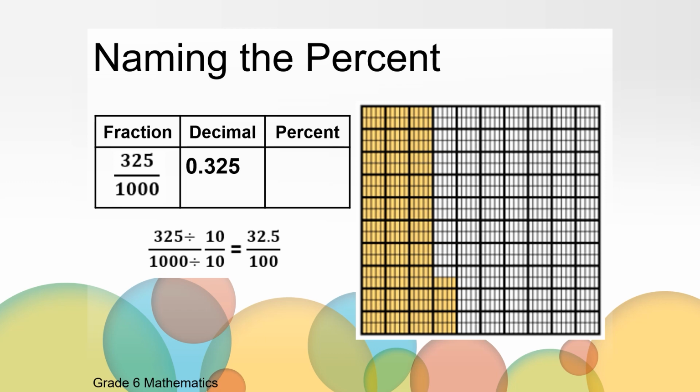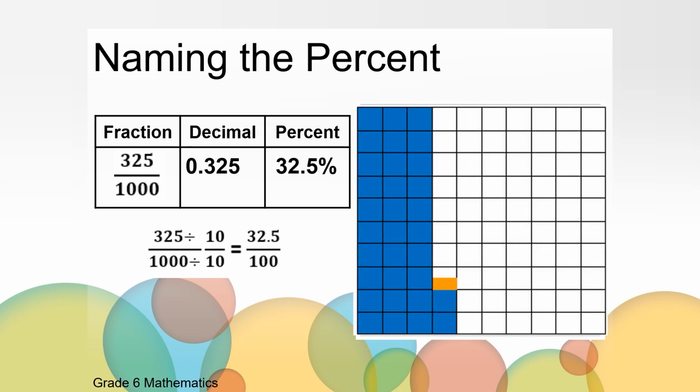Let's take a look at another model. In this model, we can see 32 hundredths shaded in. We know that 32 hundredths is equivalent to 32%. This is shown in blue. And then we have half of a percent shaded in, shown in orange. The orange part represents 1/2 or 5/10ths of a percent. If I had an entire percent, one entire box would be shaded in orange, but I don't. Only half of it is shaded in.